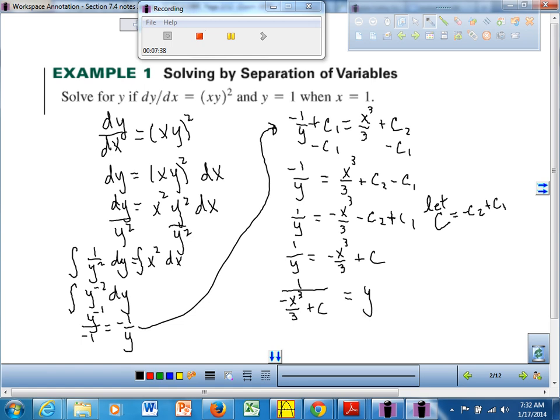Now what? Plug in. What do we do now? I multiplied by y and I divided this side over to a y. So I combined two steps. There's no y in that. Did you multiply negative x cubed over 3 by y? You know. I'm going to keep a parenthesis. So it would be like this.